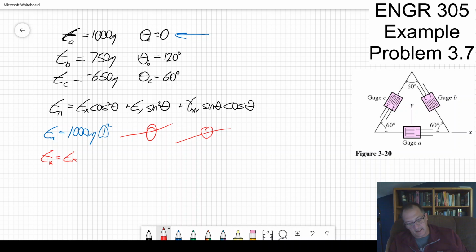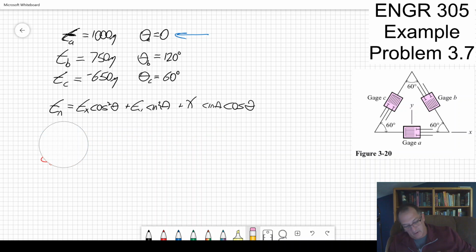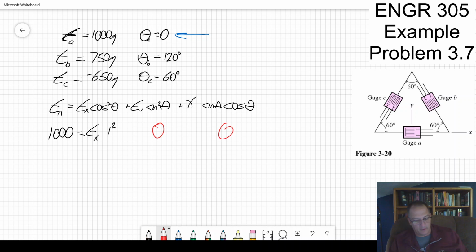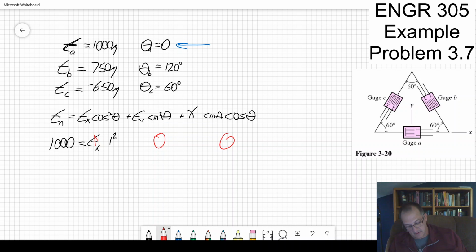I did that wrong. Let me start that over again. EA is equal to 1,000, is equal to EX times 1 quantity squared. And then this term went away, that's 0, and that term went away as 0. And that's how I know that EX is equal to 1,000. It's the value of EA. And that's obvious. EA and EX are in the same direction. They're oriented the same. That was a given from the very beginning.